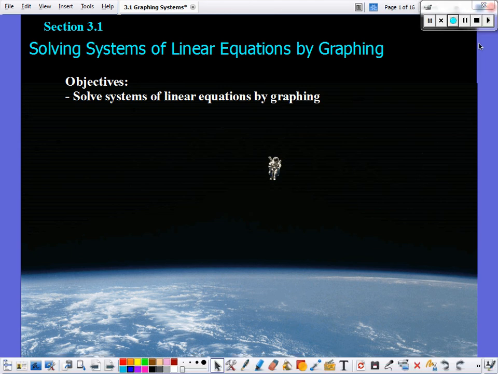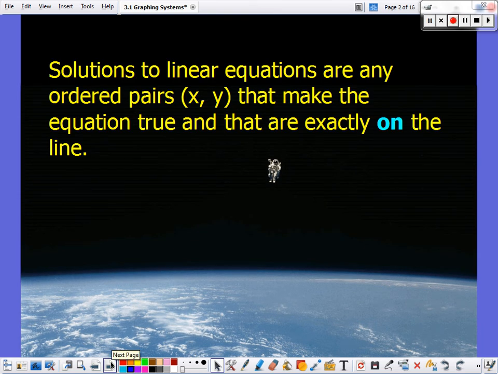What we're going to be taking a look at here in 3.1 is solving systems of linear equations, specifically by graphing. We only have one objective: solve systems of linear equations by graphing. So let's dive into it and see what we can remember first off about just simple basic equations. Before we get to a system, let's just talk about a single linear equation.